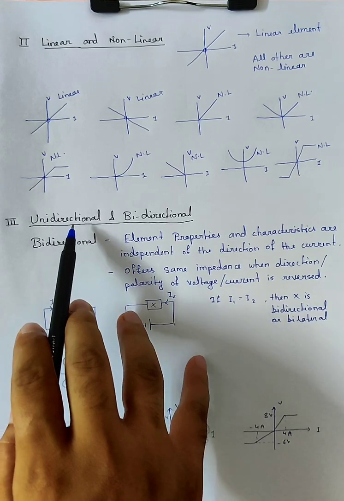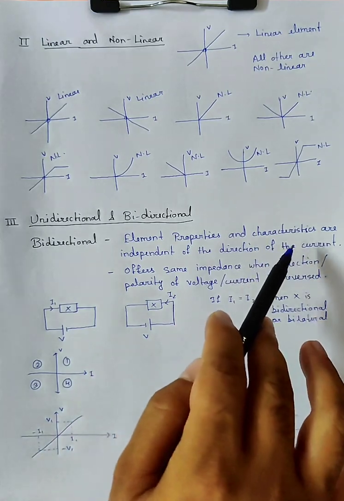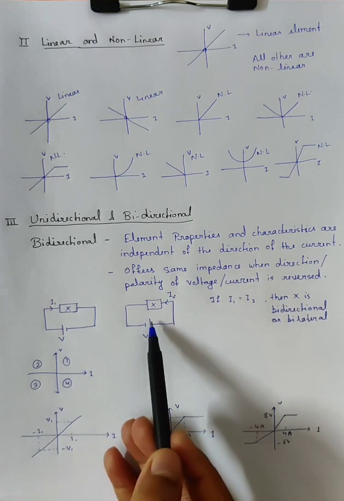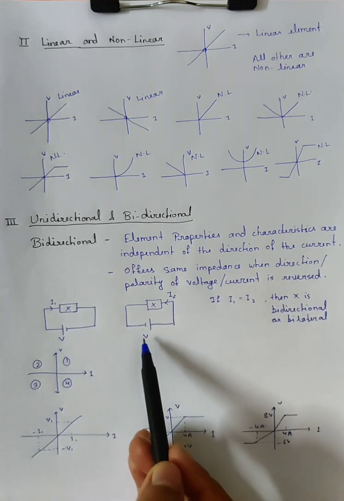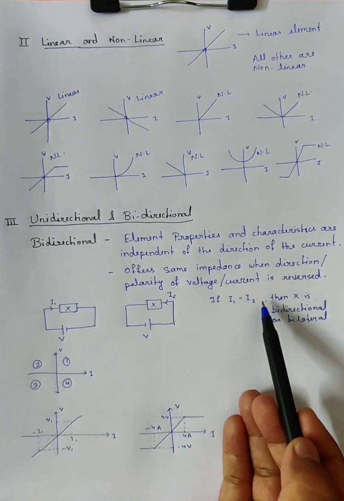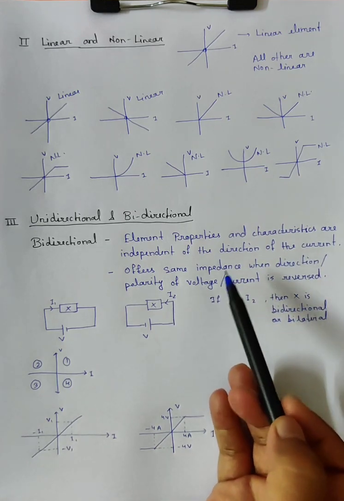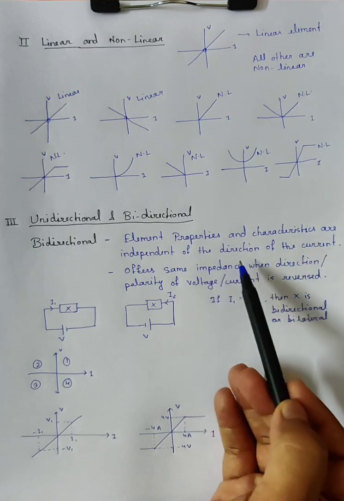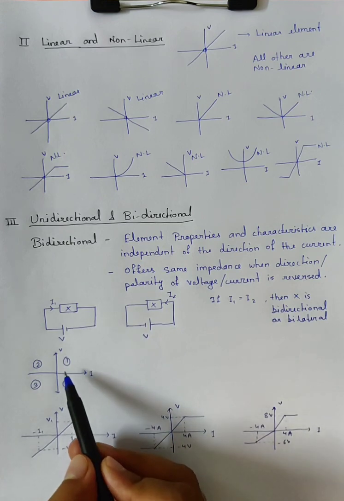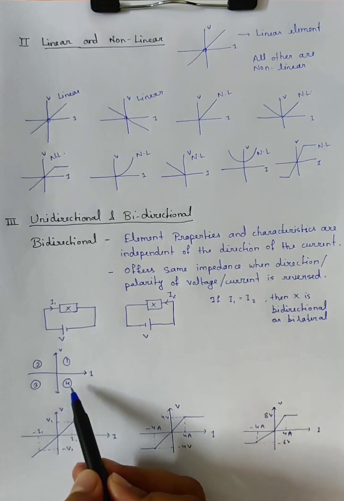The next classification of elements is unidirectional and bidirectional. For an element to be bidirectional, its properties and characteristics should be independent of the direction of the current. In these two networks, I have reversed the polarity of the voltage source V. The currents are I1 and I2 in reverse directions. If I1 and I2 are equal, then X is bidirectional, or we can say bilateral. This statement, characteristics are independent of the direction of the current, signifies that the characteristics in the two quadrants 1 and 3 should be same, or 2 and 4 should be same.